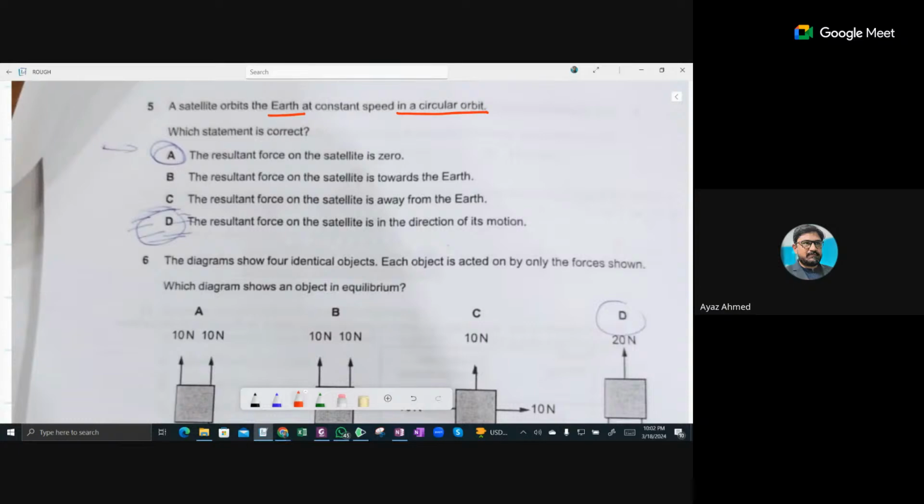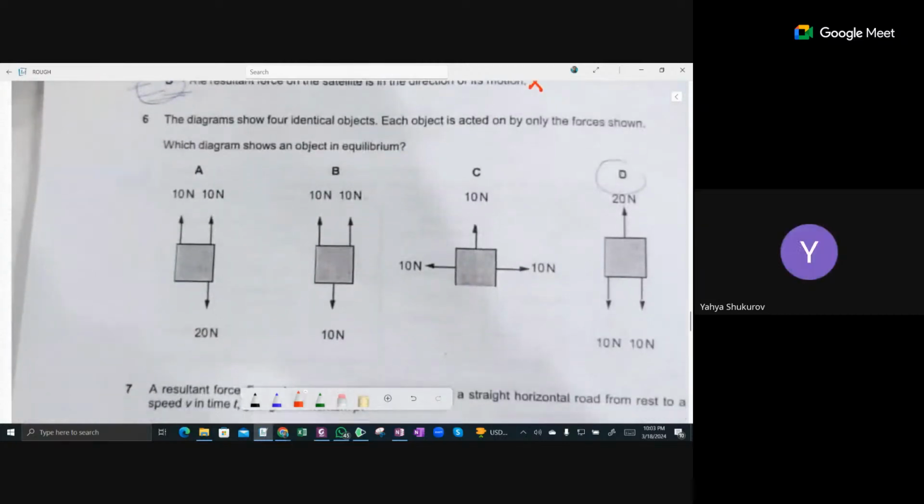Let's come back. Okay, a satellite orbits Earth at a constant speed in circular motion. Which statement is correct? The resultant force on the satellite is zero. No, it has a resultant force towards its center. The resultant force on the satellite is towards the Earth. Possible. The resultant force on the satellite is away from the Earth. No. The resultant force on the satellite is in the direction of motion. No. So option B is correct.